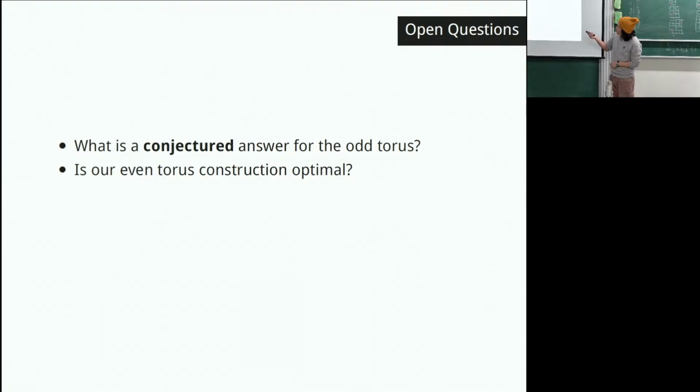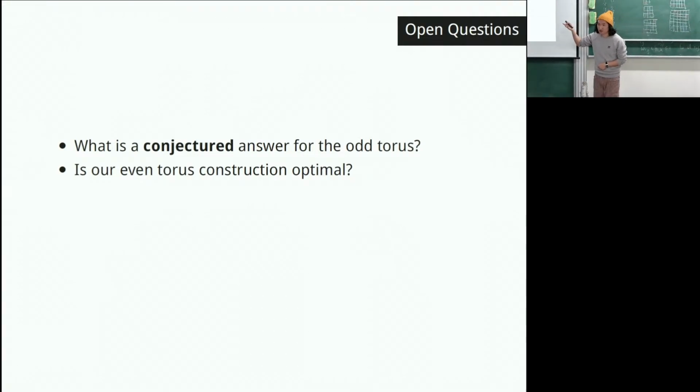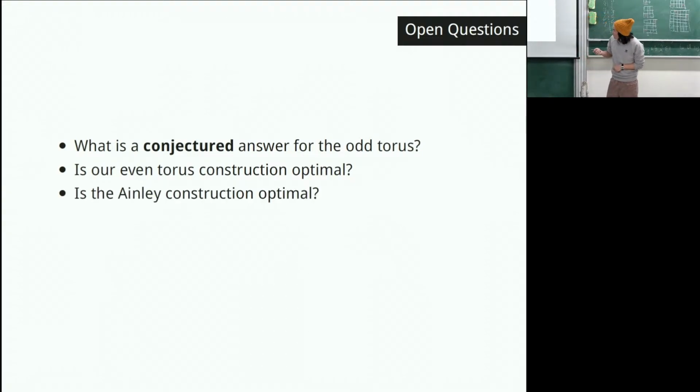And then, we suspect that our lower bound construction for the even torus is essentially optimal. So we think this is the answer. It's not quite the answer, so you can actually do a swap to increase the number by 2, basically. So we have a conjecture that the answer is probably our lower bound construction up to an additive constant of 2, let's say. And then lastly, is this Ainley construction optimal?